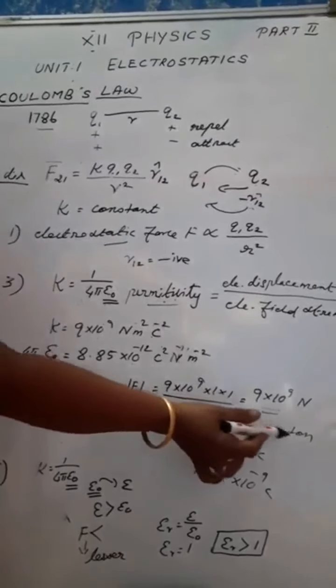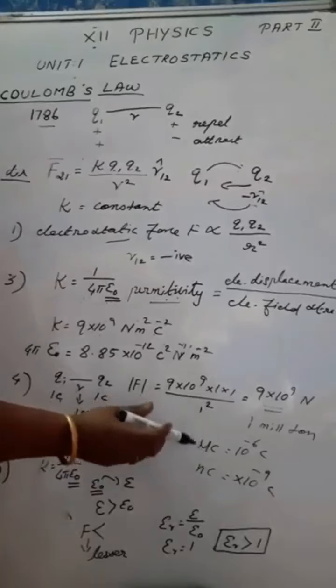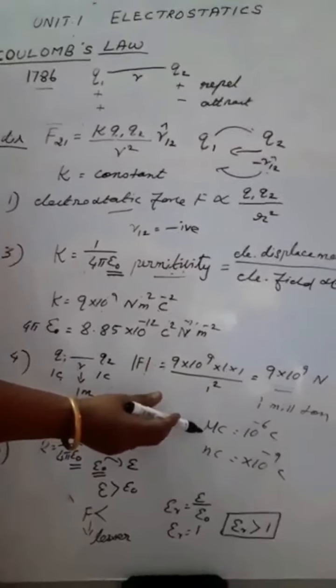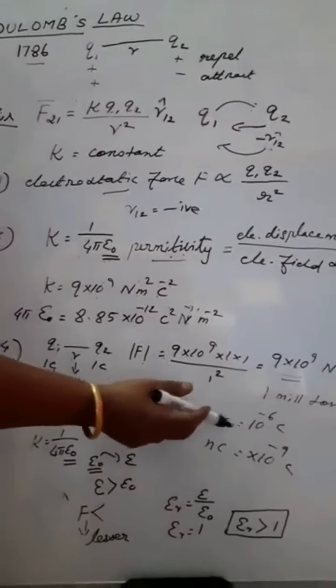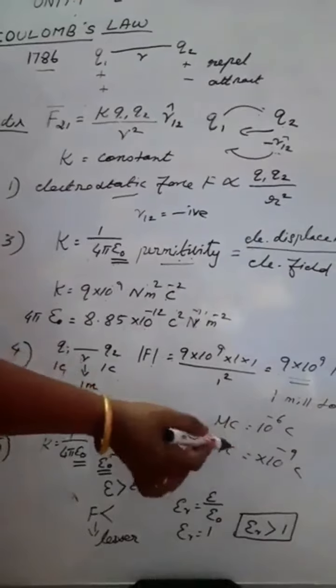Normally, in practical life, we do not use it. So generally the charge values we take are in microcoulomb, mu c, or nanocoulomb, nc, and we use these in our practical life. This is the fourth aspect.